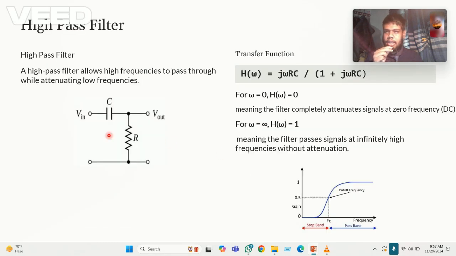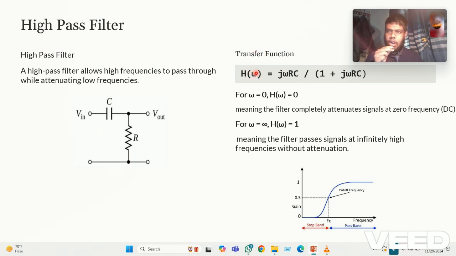In next slide, we can see high pass filter. A high pass filter allows high frequency to pass through while attenuating low frequency. Here we can see high pass filter circuit.